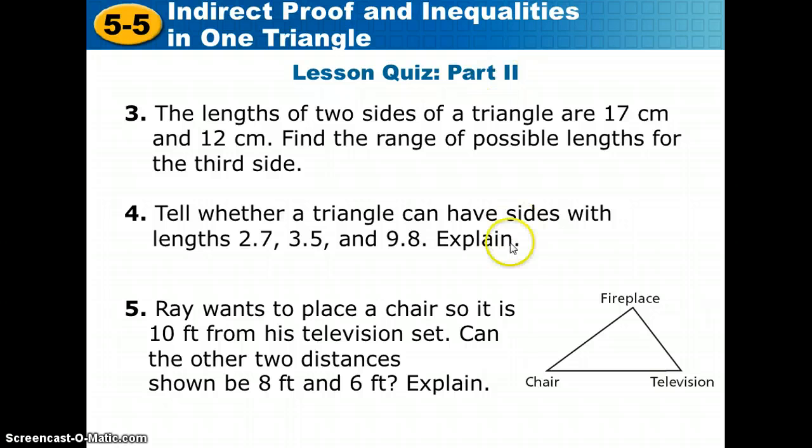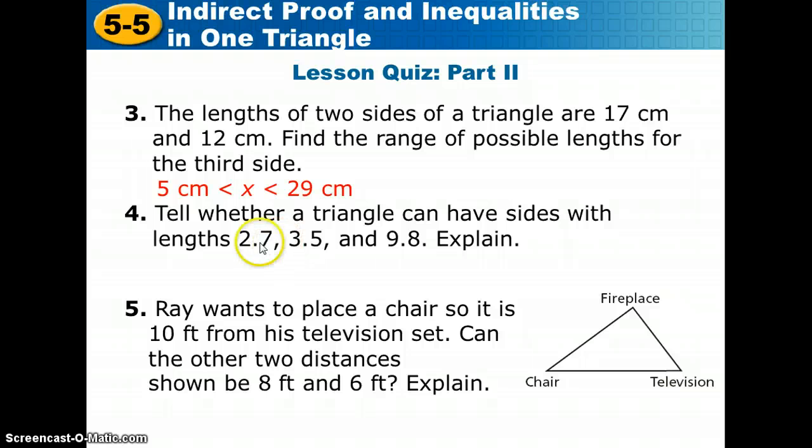And here are 3 more questions in your lesson quiz. Again, pause the video if you need more time. Okay, hopefully you've had a chance to complete these. Let's take a look at your answers. For number 3, the range of possible lengths for a third side, x could be between 5 and 29.